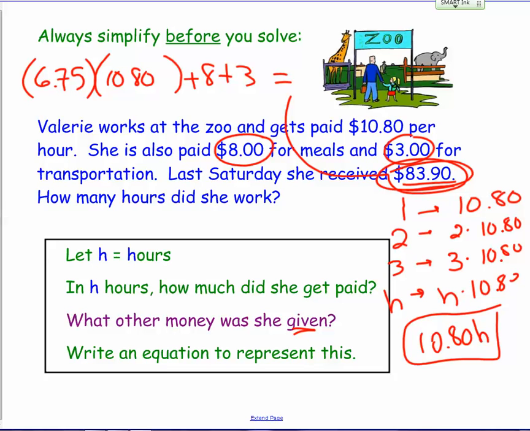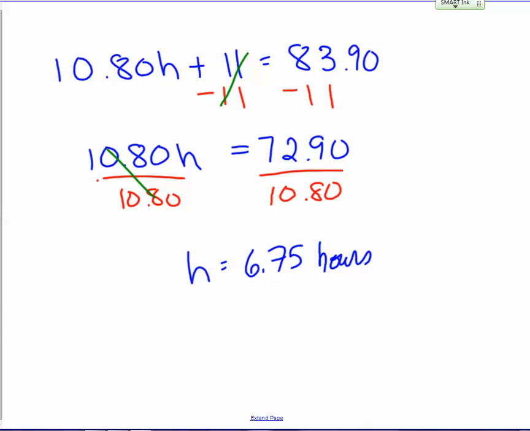And then you wrote an equation to represent that. So let me see if I have that on the next slide. Yeah. So we had $10.80 H plus 8 plus 3. So her meals and her transportation is 11. And that totaled $83.90. So once you've added your 8 and 3, you've simplified this, and now we can solve.